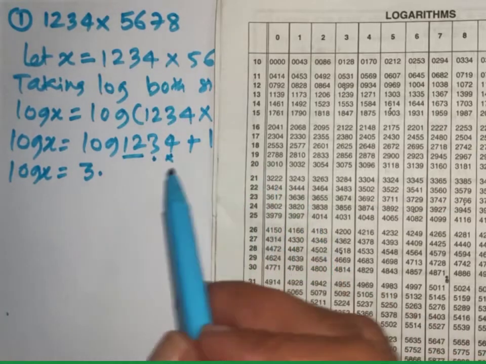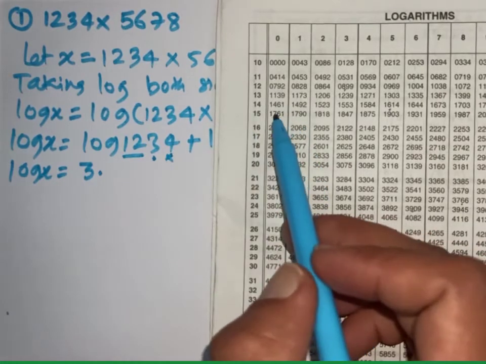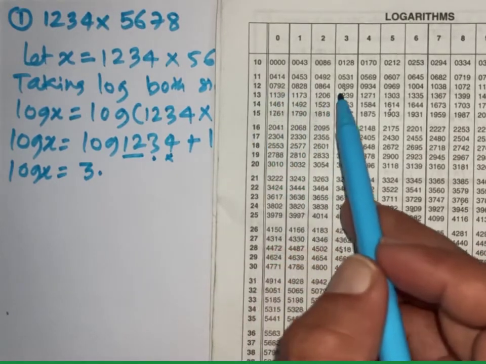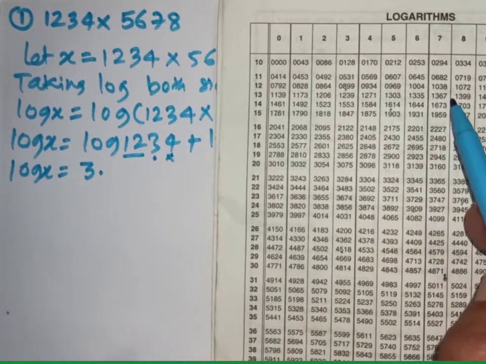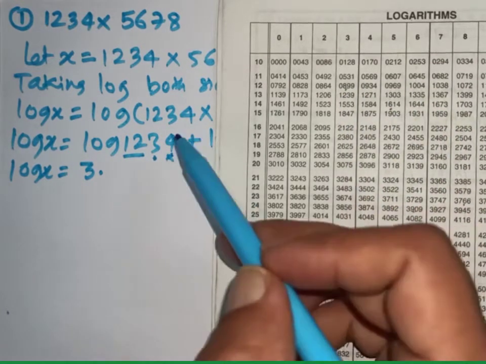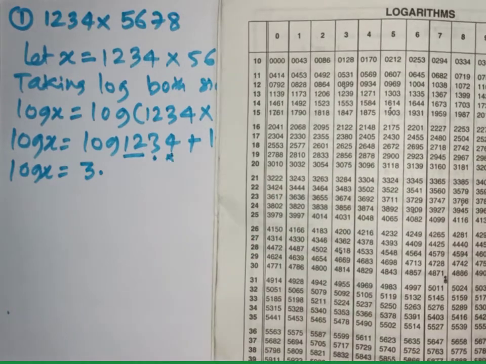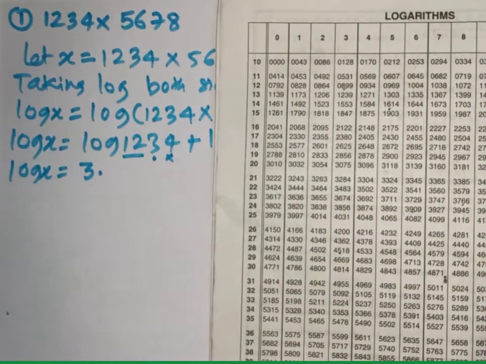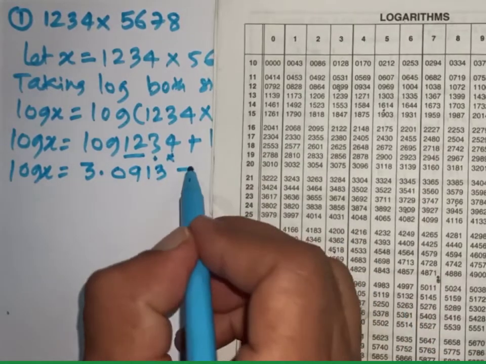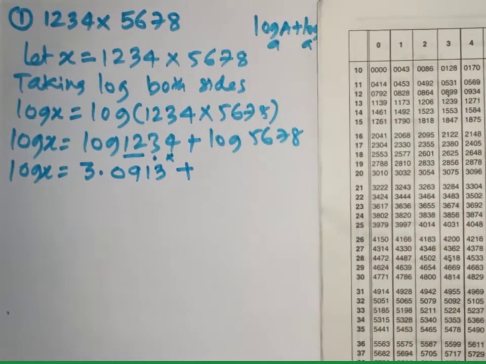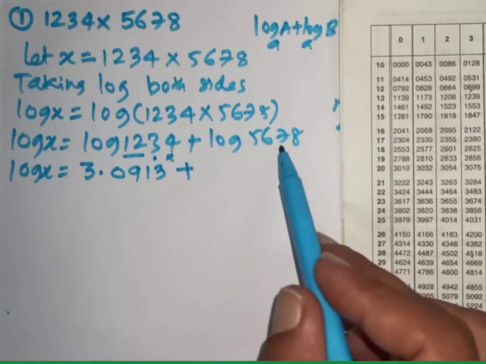So we have log of 12 under 3, mean difference 4. We'll go to the log tables. We can see in the log table, log of 12 under 3 is 0899. We note down this 0899 plus the mean difference, that is under 4 it will be 14. If you add this, it will be 3.0913.